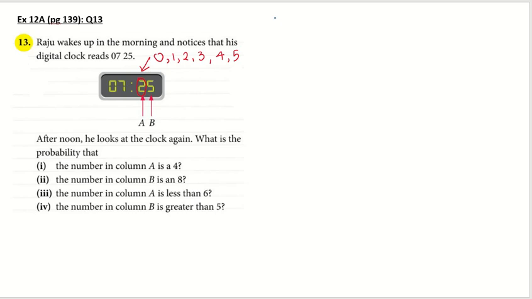So to answer my first part, they want the probability that the number in column A is a 4. So the probability that column A is a 4. I just want the number 4, right? So that is just one choice out of a total of 6.